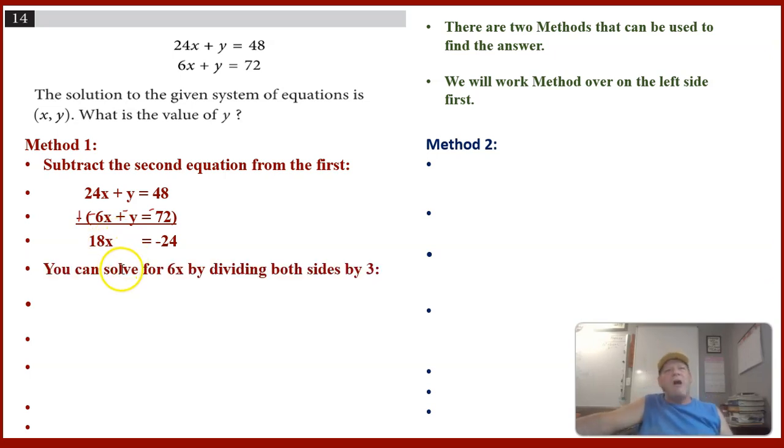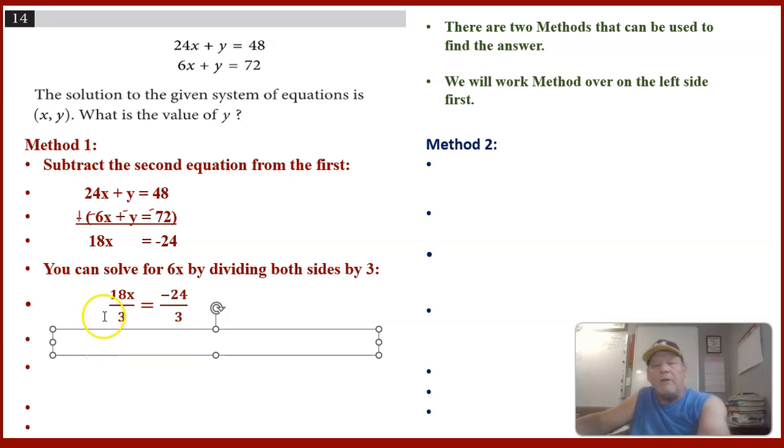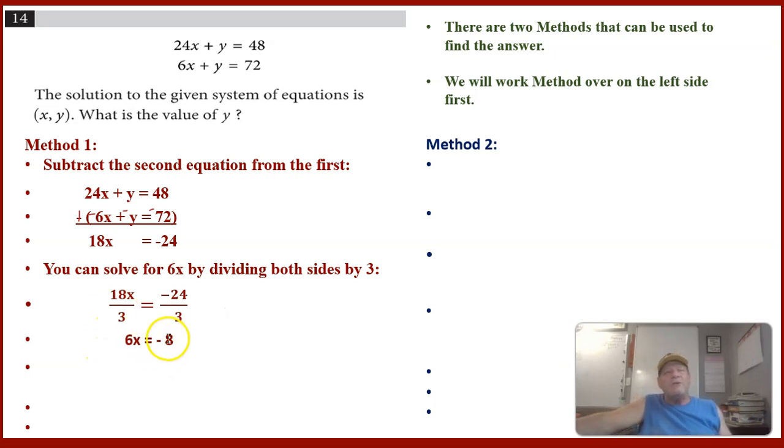Now, you can solve for 6x. In other words, since it asks you to use this second one, some students will say, oh, there's a 6x there, and if I divide this by 3, I'll get 6x. And that is true. That is one way to do it. So I divide both sides by 3 using the division property of equality, and I have 6x equals negative 8.